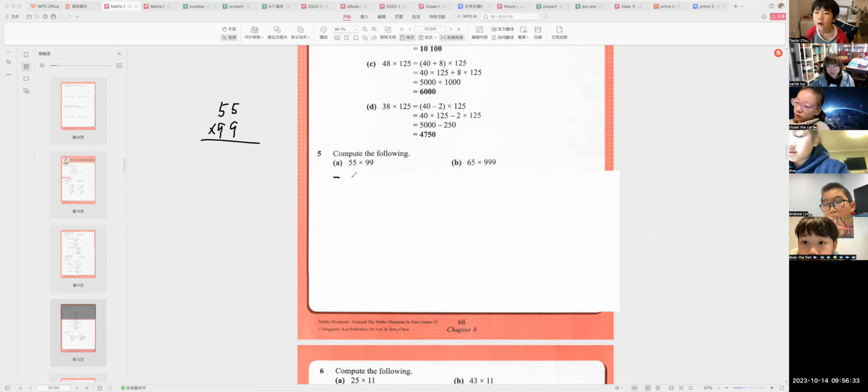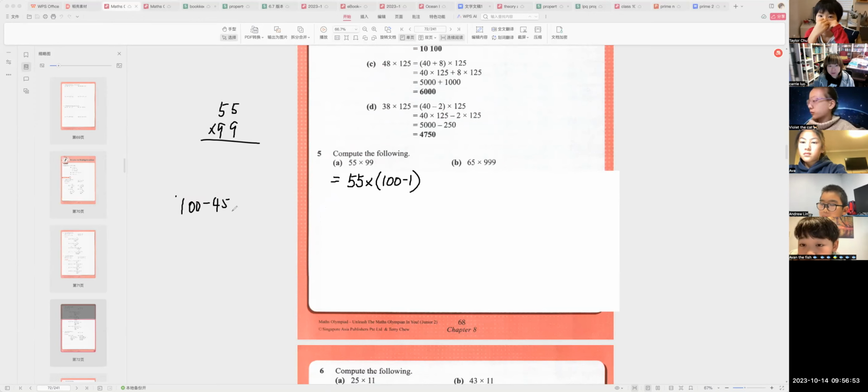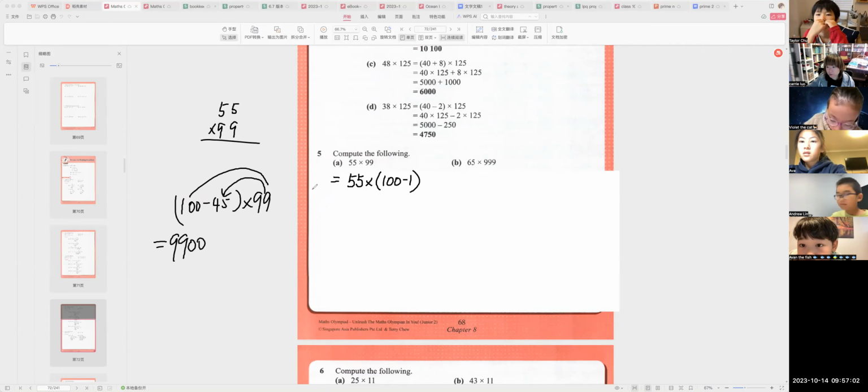Oh, but Ava, I don't want to use that one. Okay, Leo? So you can do what? You can do 55 times what? 100 and minus 55. Oh, I want to do 100 minus 1 for 99. Which one do you think is better? Like, if you do 100 minus 45 times 99, you see 100 times 49, you are doing 9,900, no problem. But 45 times 99, you still need to calculate it with scratch paper, right? No, I mean 55 times 100 and then minus 55. Not in the same bracket. Oh, you're using the same one, right?